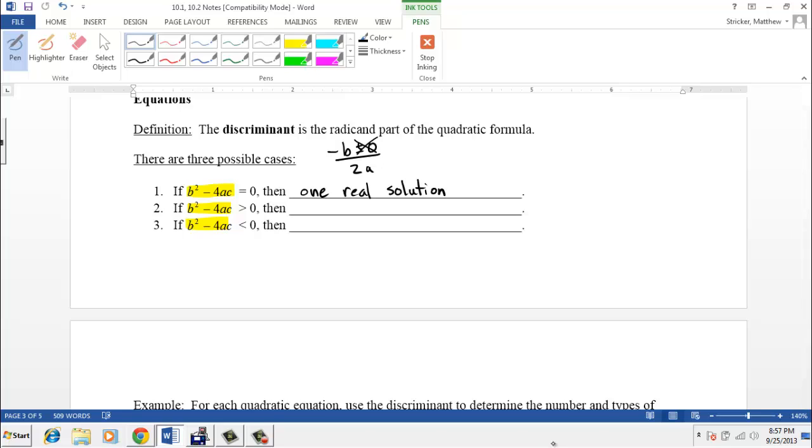Now when the discriminant is positive, that means we're taking the square root of a positive, which gives us real numbers. So in this case we get 2 real solutions. That was like example A above. And then there's also the case where that radicand, the discriminant part, is less than 0, and that's where we get the two complex solutions that have imaginary part to them.